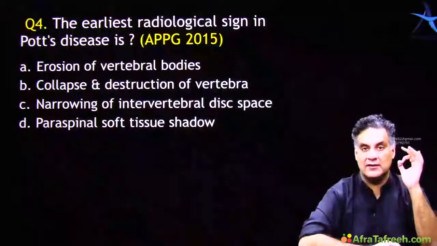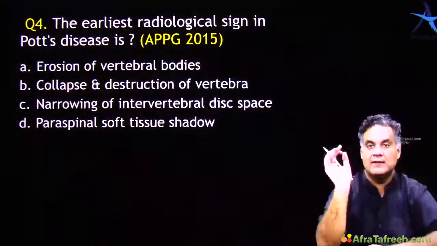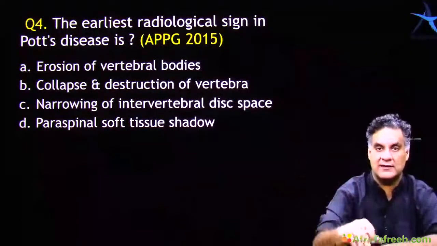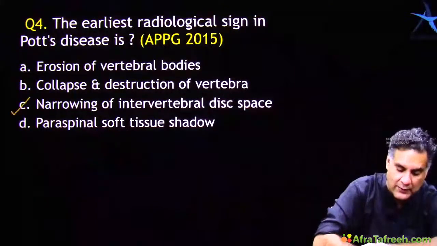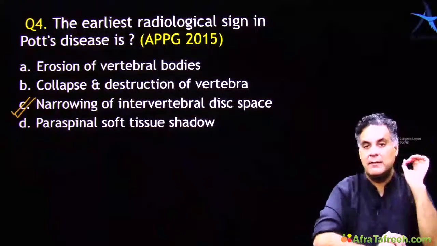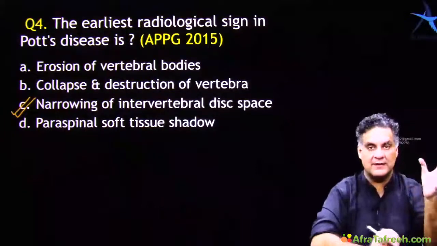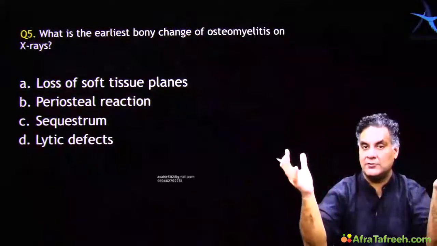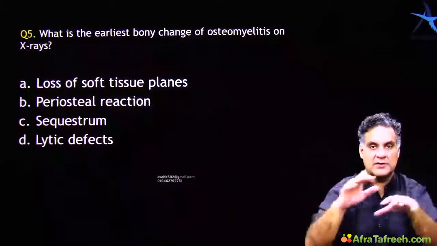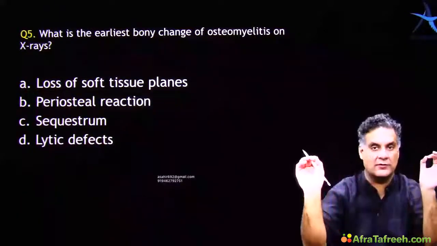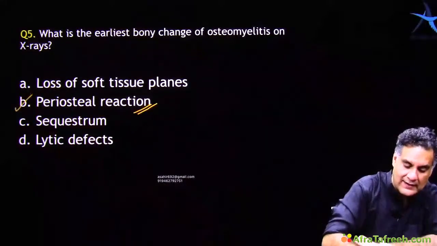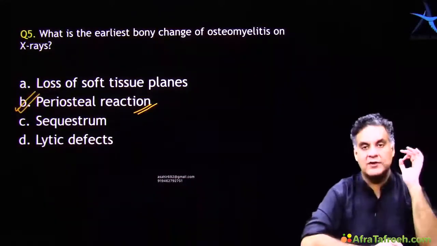The earliest radiological sign of TB spine is loss of curvature of the spine. But if loss of curvature is not given, as in this question, you will choose narrowing of the disc space. So remember, the loss of the curvature of the spine is the earliest sign of TB spine. And what is the earliest bony change of osteomyelitis on X-rays? Mind you, in this question, they are not asking you about soft tissue change. The change is loss of soft tissue plane. The bony change is a periosteal reaction, and that is why this is a key point that one should remember.